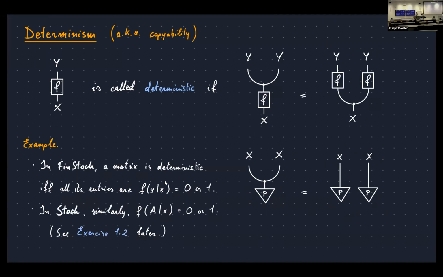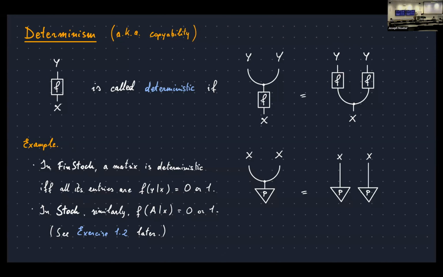In FinStoch, a stochastic matrix is deterministic if and only if its entries are only zeros and ones. So you are perfectly certain about which transition is going to happen, everything else is zero. Those are the ones that come from functions. In Stoch, similarly, you are perfectly certain about in which events you're going to land and in which you're not going to land. There's no 50-50 situations, all right? And this is one of the things you're going to have to prove later.